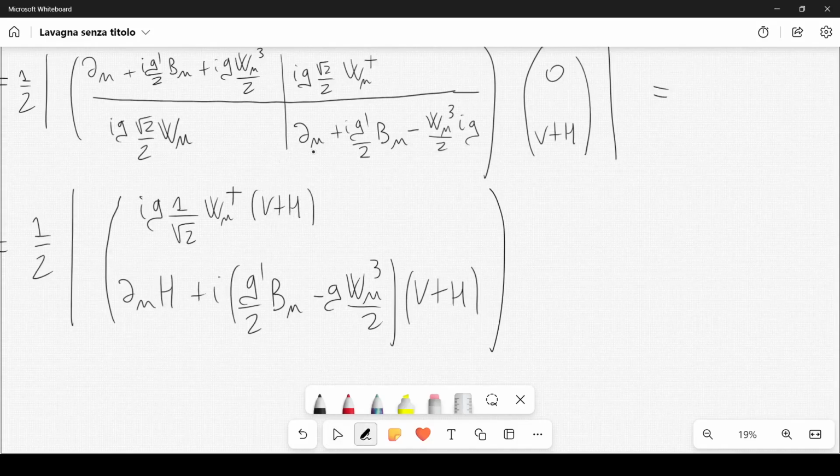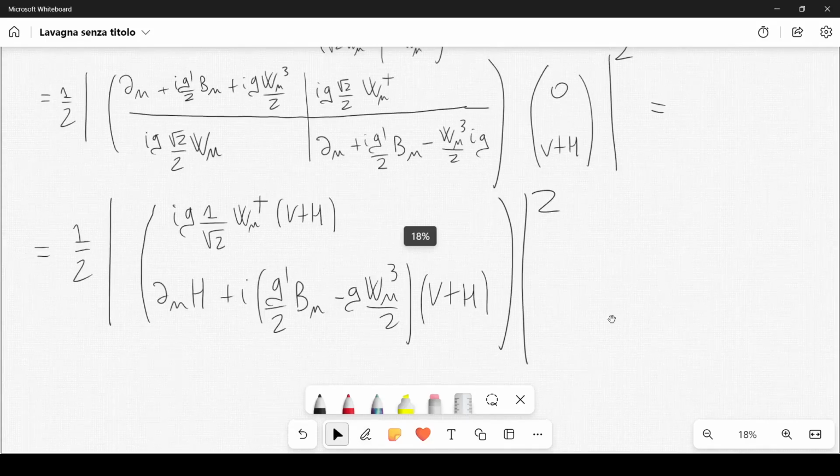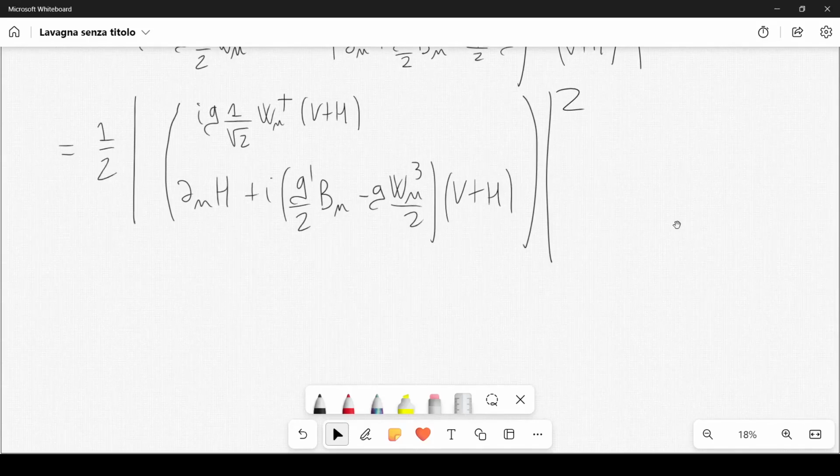So for the second entry I have multiplied this by 0, which is of course 0, and then we have this by this, which is exactly this, if you check. So I have factored out I, and I could have factored out also this factor of 2 here, and I could have put it here, but never mind. And then I have to take the mod squared. And now we are ready to take the mod squared.